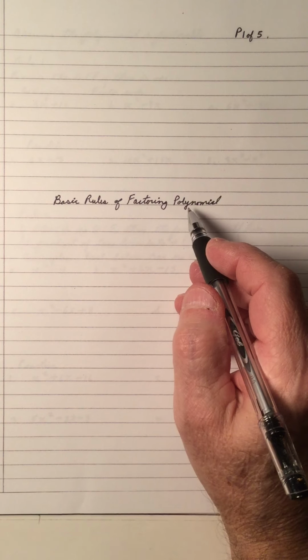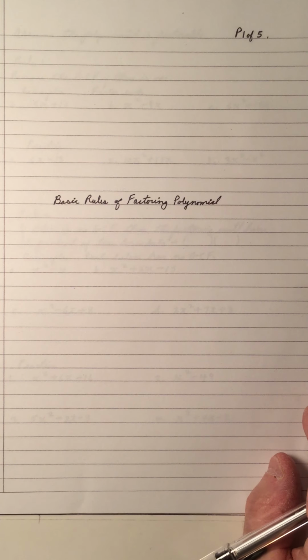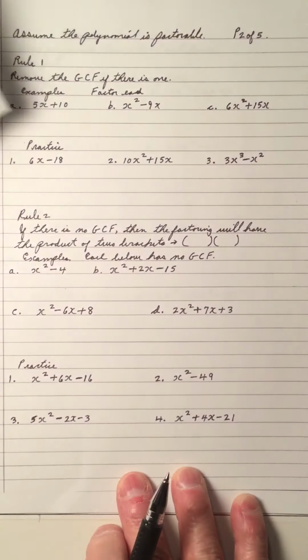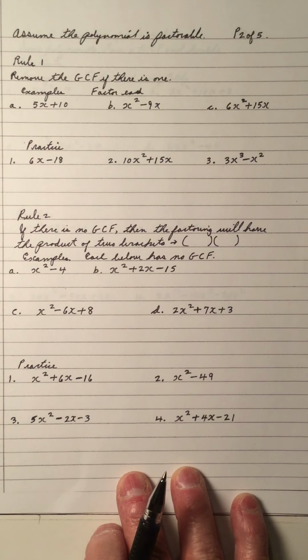Hi, welcome to my video on basic rules of factoring polynomials. This is the first video on the unit on rational expressions. And rational expressions are fractions which are going to be added, subtracted, multiplied, and divided. So let's review the basic rules of factoring polynomials, because rational expressions are made up of polynomials.